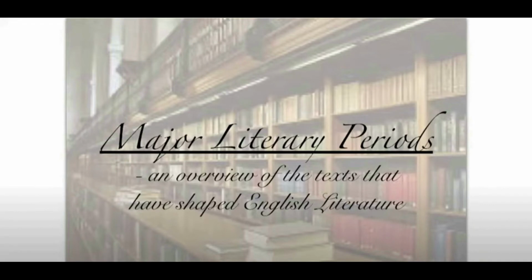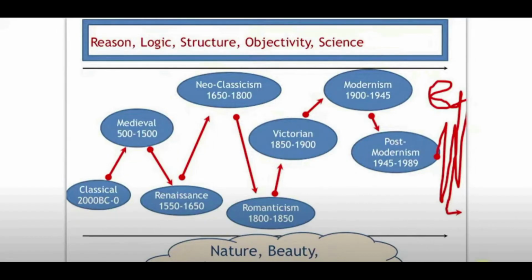So the next topic that we are going to discuss is major literary periods, which is an overview of the texts that have shaped English literature. Based on the text, we can contextualize it by placing it in the appropriate literary period. We understand where it fits within the whole English canon and the development of English writing.